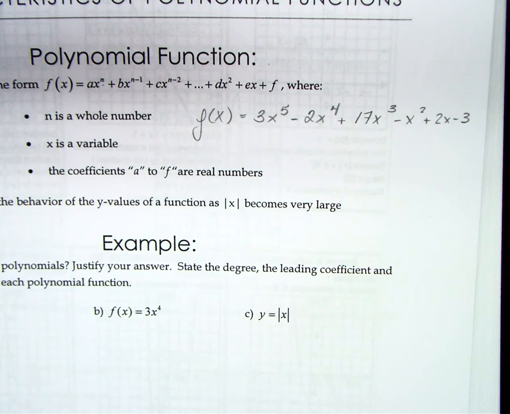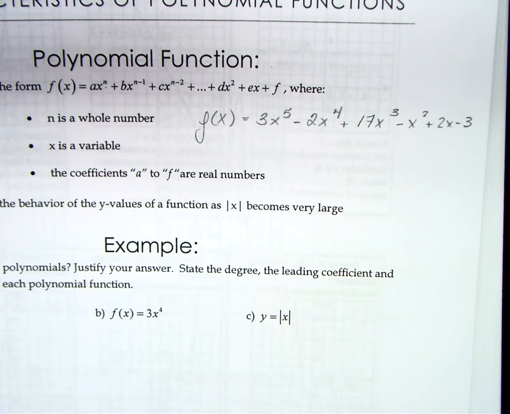X is your variable. It could be Z, it could be K, it could be whatever. And A to F have to be real numbers. So you can't have like the square root of -2 or anything like that. Okay? So nothing really terrible. And the behavior of the y values of the function. What do those straight brackets mean? Absolute values. Remember what those are? Only positive. They're the distance away from 0 without direction involved in it. So it's speed, not velocity. But what I mean is they are only positive.